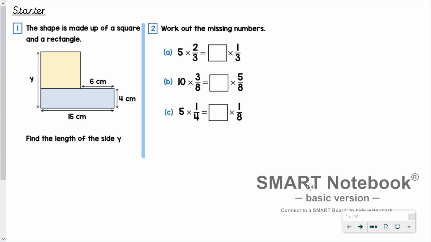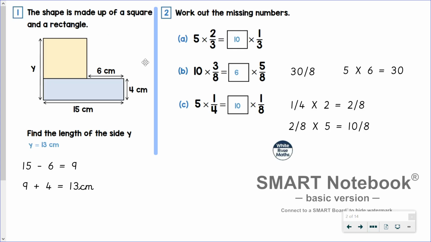Good stuff. Right, let's move on. So the shape is made up of a square and a rectangle. Find the length of side Y. Okay. So we know we've got missing lengths, and we're going to have to use them to find this length y. So what we do is we need to find out this length of the square, and we need to find out this length of a rectangle, and then if we add both those together, we've got y. So for the square, we need to find one side.